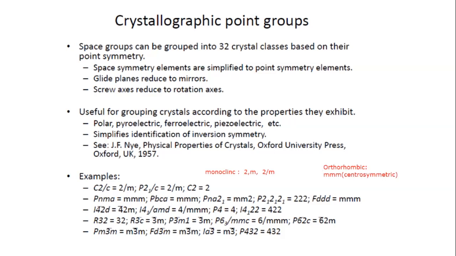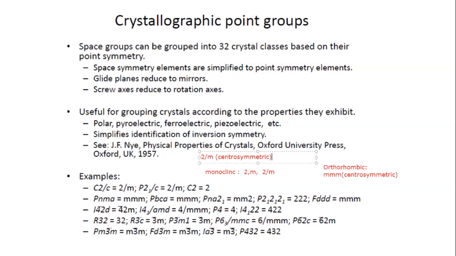Likewise, for monoclinic, if you're in the point group 2 upon M, this is a point group that has a mirror plane perpendicular to a rotational axis. So this would be a centrosymmetric point group. So any space group that's in this point group would be centrosymmetric. And that's a very good way to help identify if things are centrosymmetric or not, is looking at the point group.